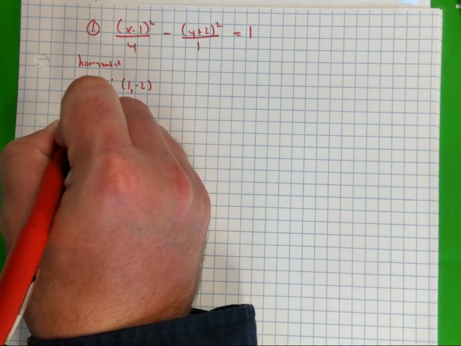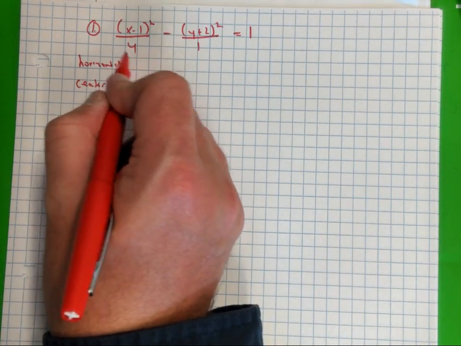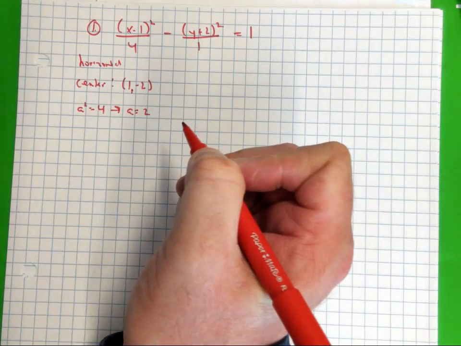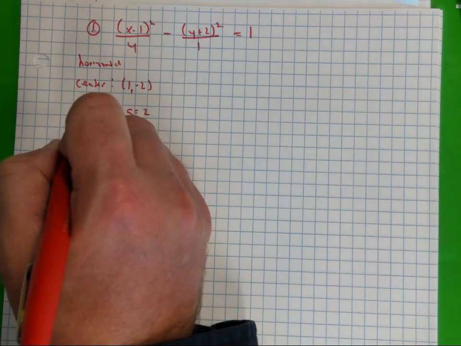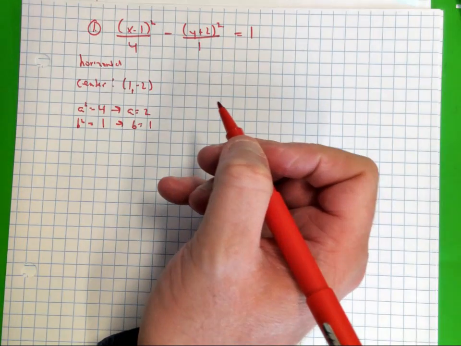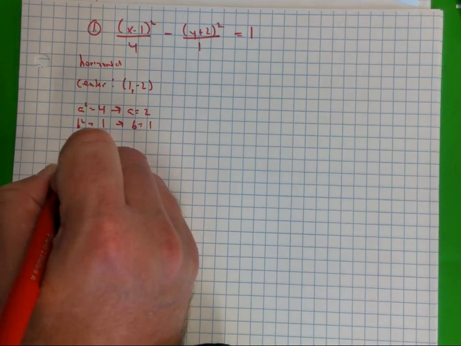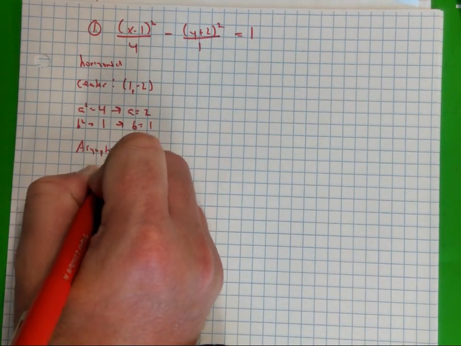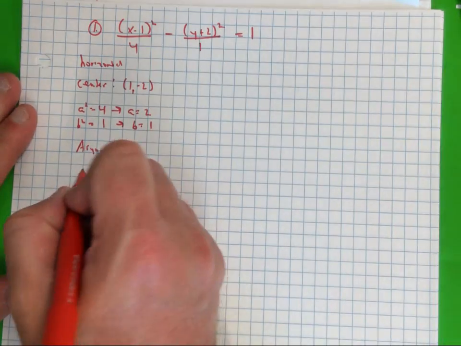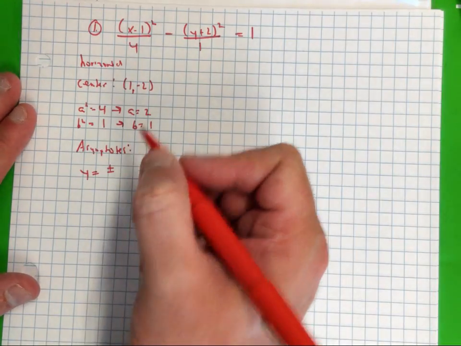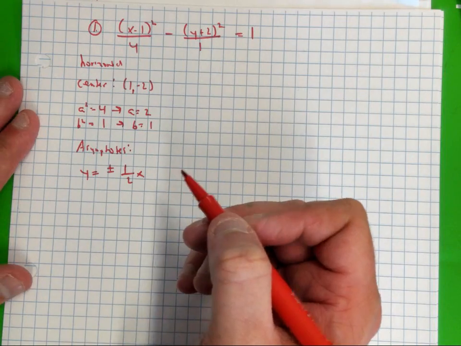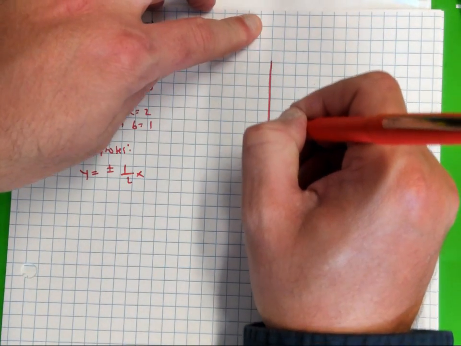Alright. Your a squared is always this first value right here in your hyperbola, which is 4. Therefore, a is equal to 2. Your b squared is the other value, equal to 1. Therefore, b is equal to 1. Let's find our asymptotes. y equals plus or minus, which one's associated with y? This b value, so 1 over 2 x. Now we're ready to graph.